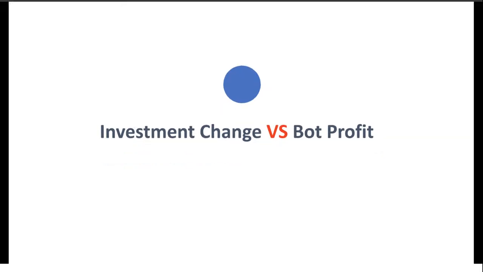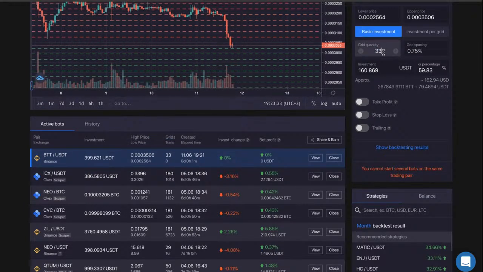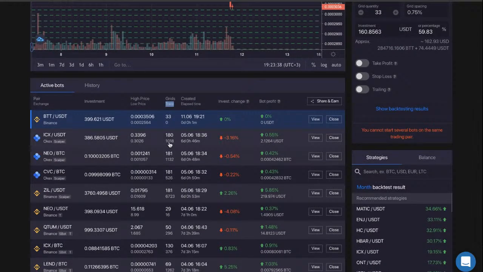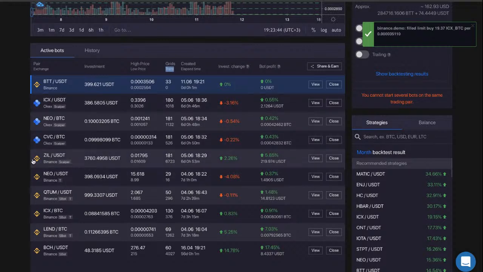So yeah, you've noticed here on Bitsgap that we have these columns. The investment, it's pretty clear. High price, low price, that defines your trading range. Here you have grids, those grids that you set here, and transactions. So that's the amount of transactions that the bot has managed to execute for you. Notice that for, let's say, Zilliqa trading to USDT, for only 6 days, I had over 6,700 executions in total. So that's an insane amount of trades actually.